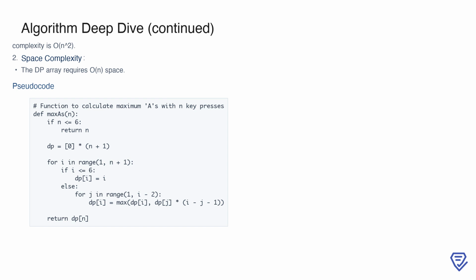For each i, the algorithm computes the maximum number of A's either by typing directly or by evaluating all possible breakpoints j for the last Ctrl-C. The formula dp[i] equals max of dp[j] * (i - j - 1) ensures that the optimal value is selected at each step. Finally, the function returns dp[n], which represents the maximum number of A's achievable with n key presses. This approach is both efficient and scalable, ensuring that even for larger values of n, the solution can be computed in quadratic time with linear space.